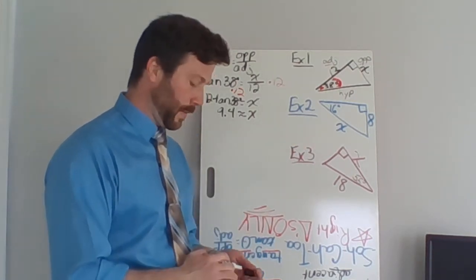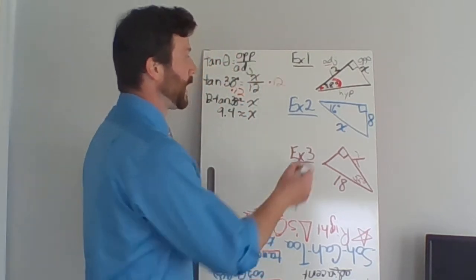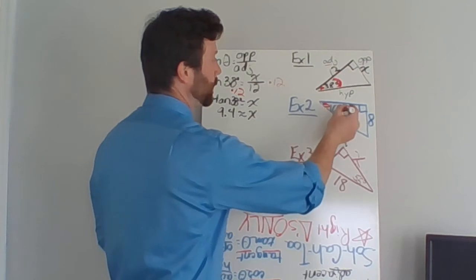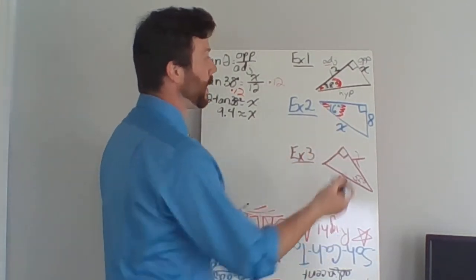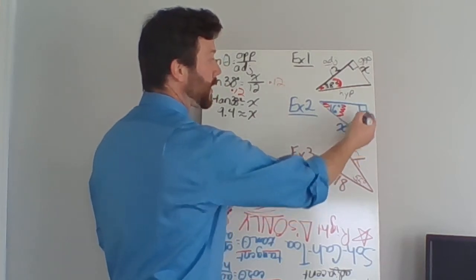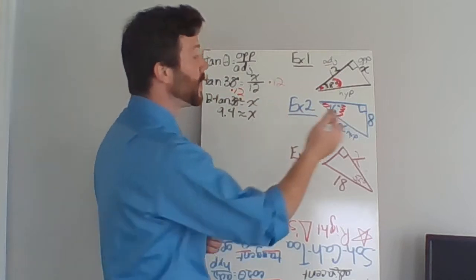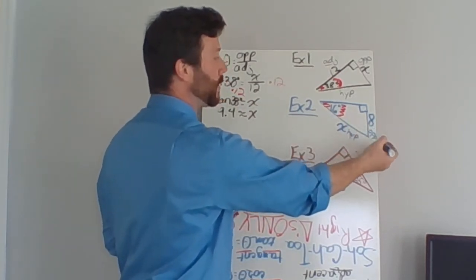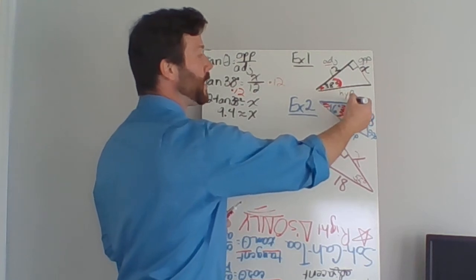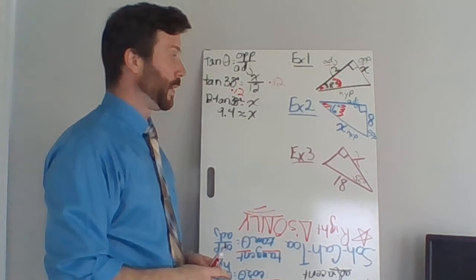Okay, now let's take a look at this next one. First thing I want to do is highlight this angle. Then I'm going to label those sides. So this x is opposite the right angle. That makes it the hypotenuse. This 8 is opposite the angle in question. That makes it the opposite. And then this side over here is called the adjacent. It's right next to that angle that we're given.